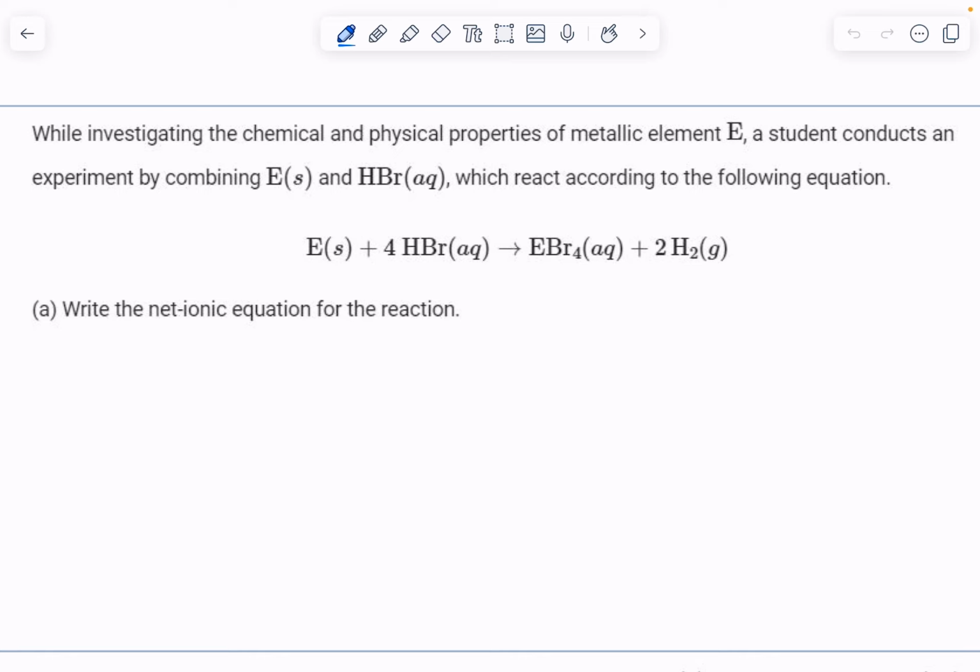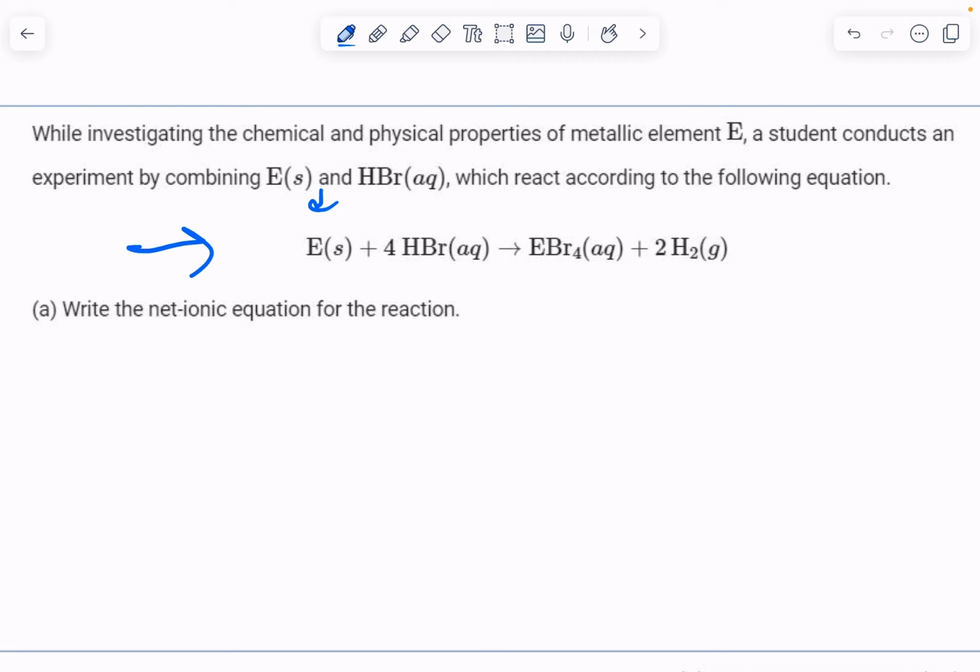There's a couple ways we could do this. You could just write the complete ionic equation, turn all of these compounds in this equation into ions, and then take out the spectator ions and then write out the net ionic equation. But obviously for the AP test, we want to save time where we can. So what I recommend is looking at the reaction that's been given to us and find the parts and the ions that are going to be the same on each side.